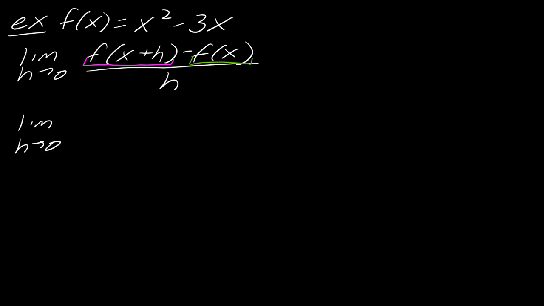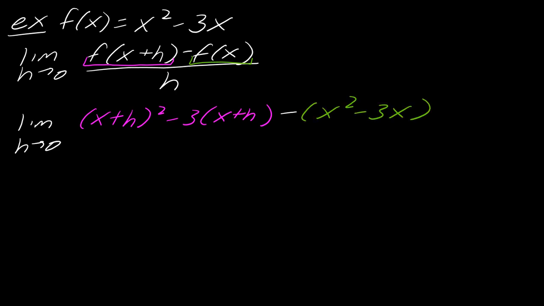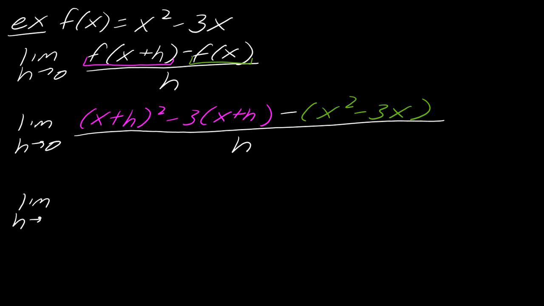So I need to plug in x plus h into this function. So that's going to be x plus h squared minus 3 times x plus h, okay? And then I need to subtract off just the whole function, so f of x. So I subtract off x squared minus 3x, and then we divide all of that by h. Okie dokie. So now it's just a matter of multiplying all this stuff out and collecting your like terms and so on and so forth. So let's go through and do that.